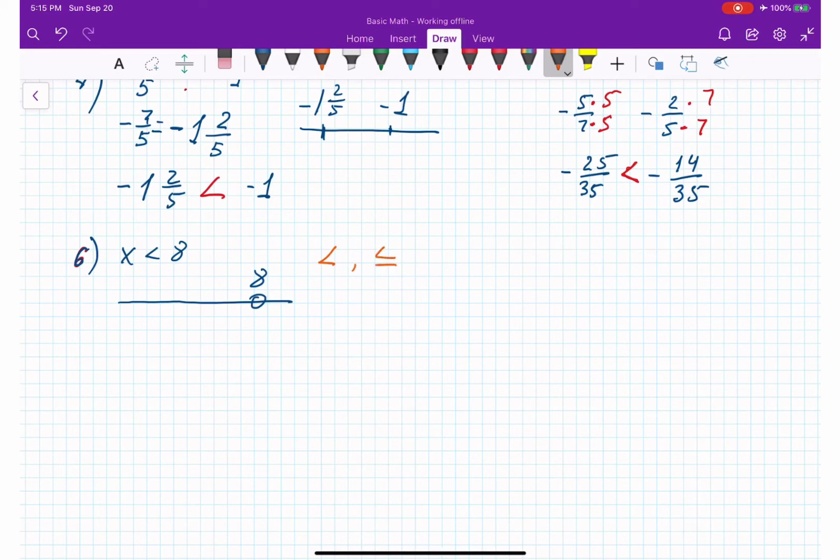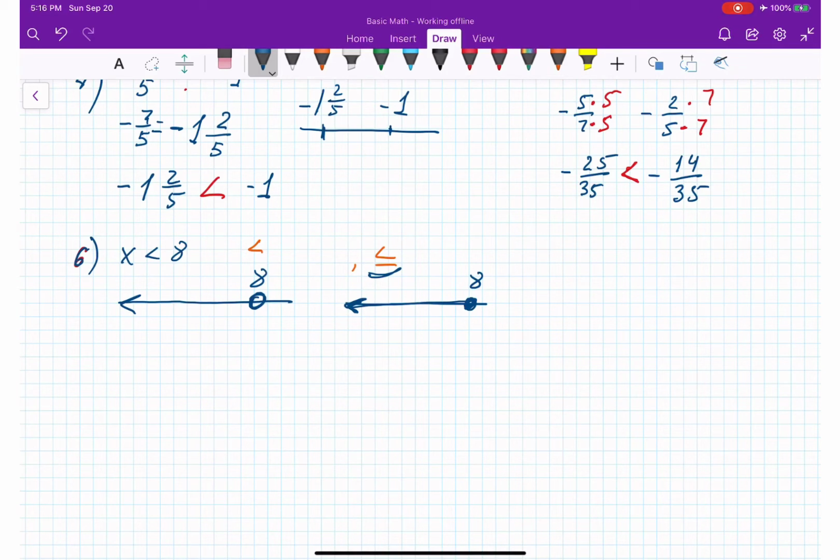The difference between them: if we have less, then how do we mark it on the graph? We put an empty circle. It's less, which means 8 itself is not included, and less than 8 comes this way. But if I have less than or equal, the equal sign is in there, so I show it with a solid circle because of this equal sign, and it goes this way.